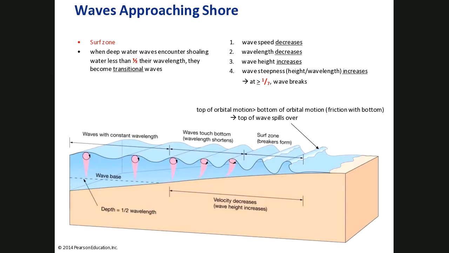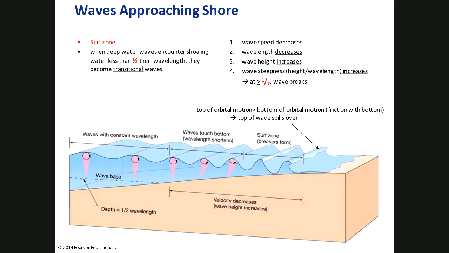All right, now as they approach the shore, we get into the surf zone. This is when the deep water encounters the shoal. When the depth is less than half of the wavelength, they become what we call transitional waves. As the wave touches bottom, the wave speed decreases, the wavelength also decreases, the wave height increases, and then when we reach that 1/7, the wave breaks.